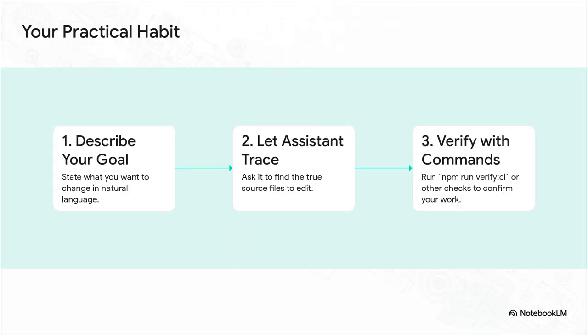So, what does this actually look like when you're working? It boils down to a simple 3-step habit you need to build. First, just describe what you're trying to do. Second, ask your AI assistant to figure out the true source files for that goal. And finally, always verify your changes using the project's built-in commands.